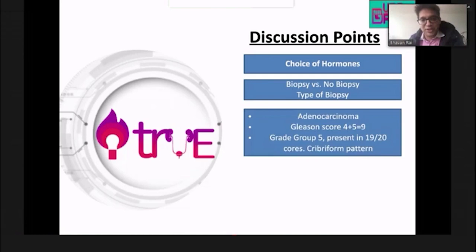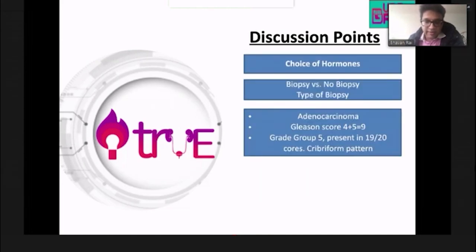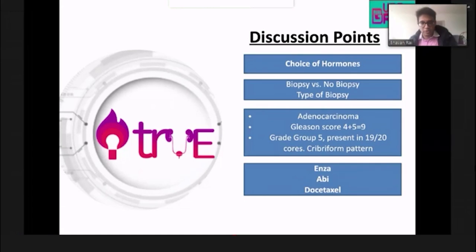Okay, so we proceeded just with a biopsy, and again, it confirmed high volume disease, and he's had a CT, a bone scan, and a biopsy, and based on that, he had high volume metastatic disease. Again, I'll come to Shay and Jeshri. The choice here is again between enza-abi and docetaxel. Would you have a preference in the COVID era?